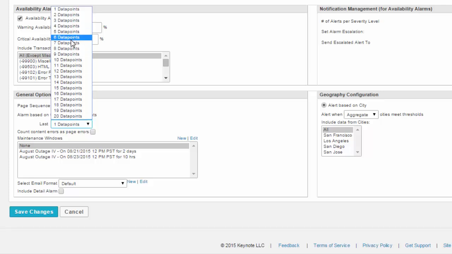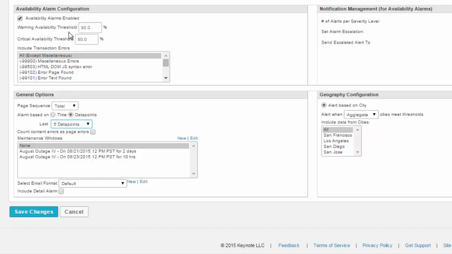What I recommend is to pick 5 data points, and that means we're only going to evaluate the latest 5 tests. And then set the availability threshold to 50%. And what that means is if 2 out of 5 are failing, you won't get alerted. But if 3 out of 5 fail, your availability would then drop to 40% and the alarm goes off.